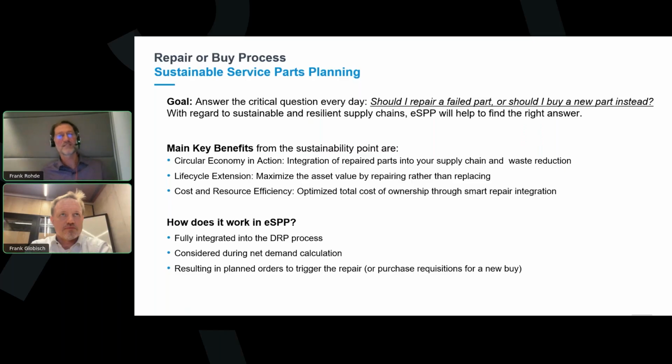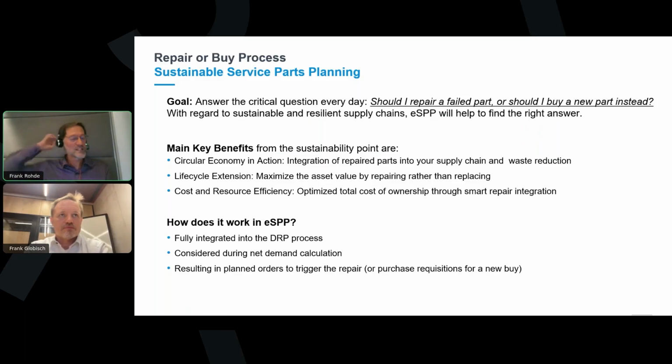They are more or less clear, so I will skip those. And how does it work in eSPP? There is no special planning service for that. It is fully integrated into the DRP process.